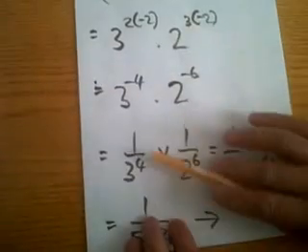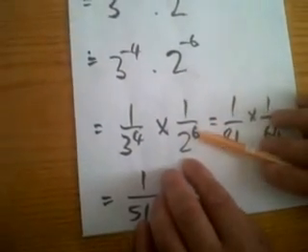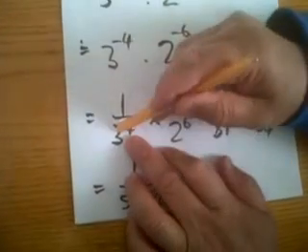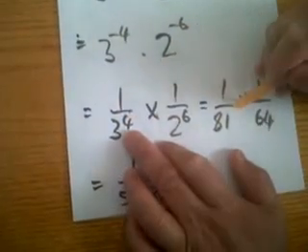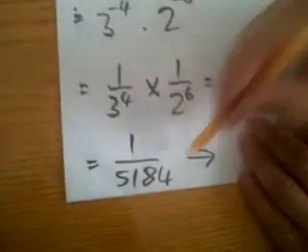You can change that to a fraction. It's 1 over 3 to the power 4 and 1 over 2 to the power 6. Right? And multiply those two. 3 times 3 times 3 times 3 gives you 81. 2 to the power 6 gives you 64. Multiply those two, there's your answer.